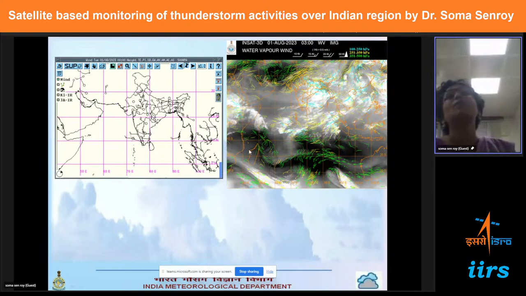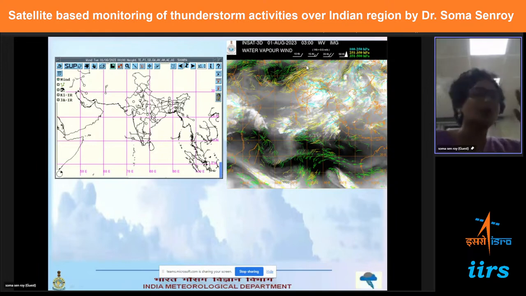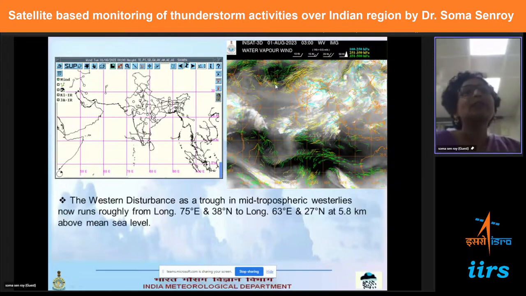Now, this is the water vapor wind from INSAT 3D. If you look carefully, this location is given as a, you can see the water vapor boundary, moisture boundary, if you see, it's very clearly showing a troughing situation northwest, further to the west of the Indian region. And if you see, it is tilted. That means the northern part of it is further to the east, and the southern part is further to the west.